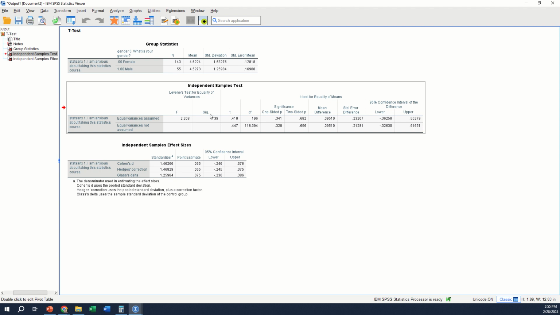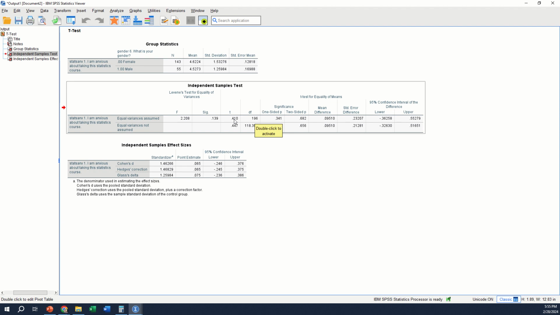And so the p-value for Levene's test is 0.14, much bigger than 0.05. And technically this would be non-significant. So these standard deviations are non-significantly different, and that's what we want. So that means that we can just move on, right, and look at this top row where it says equal variances assumed. And so we have then our degrees of freedom, 196.